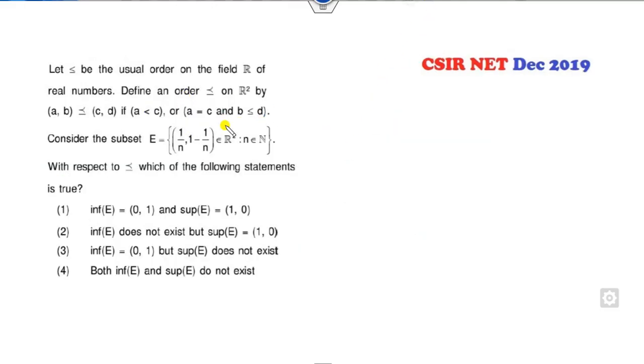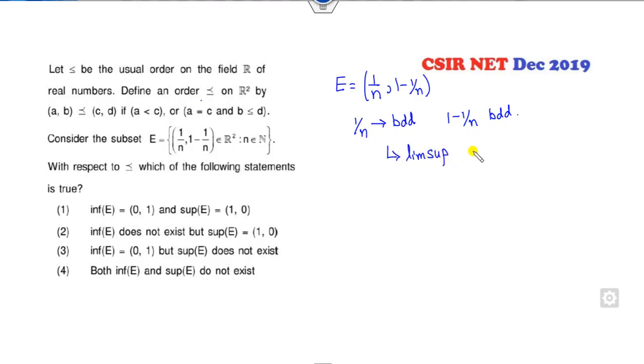Okay, look at this another one. Which of the following is there? Define an order. Here the subset E is given to be 1 over n, 1 minus 1 over n. Then the infimum and the supremum. So clearly 1 over n is bounded, minus 1 over n is bounded. So what does it mean? It means the limit of supremum and limit of infimum exist.